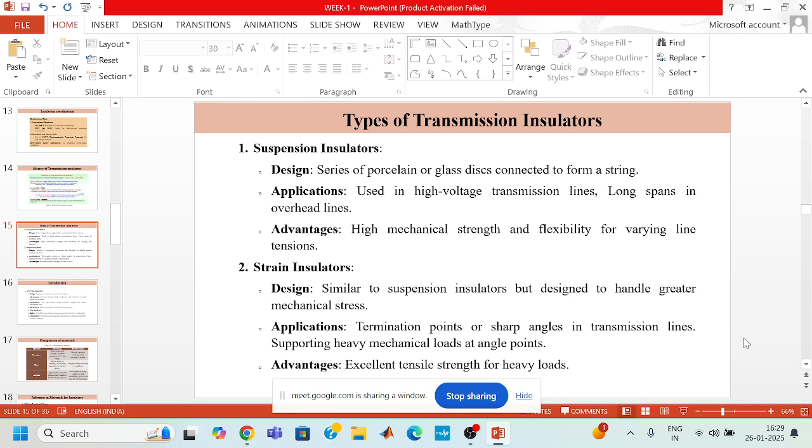Next is strain insulators. They are similar to suspension insulators, but designed to handle greater mechanical stress. We can use them at termination points, where sharp angles in transmission lines or heavy mechanical loads at angle points are supported, and they have very excellent tensile strength for heavy loads.